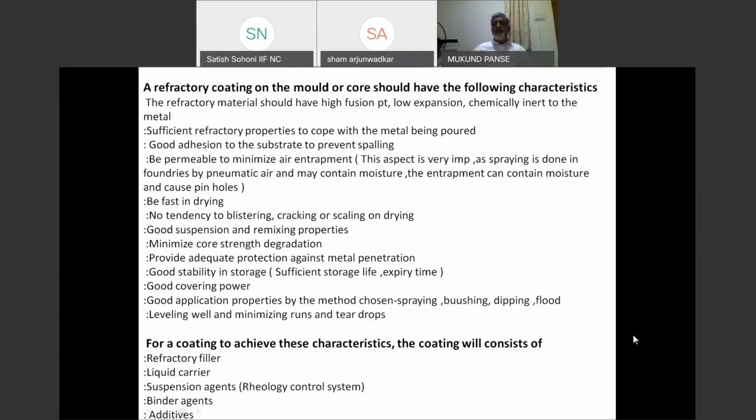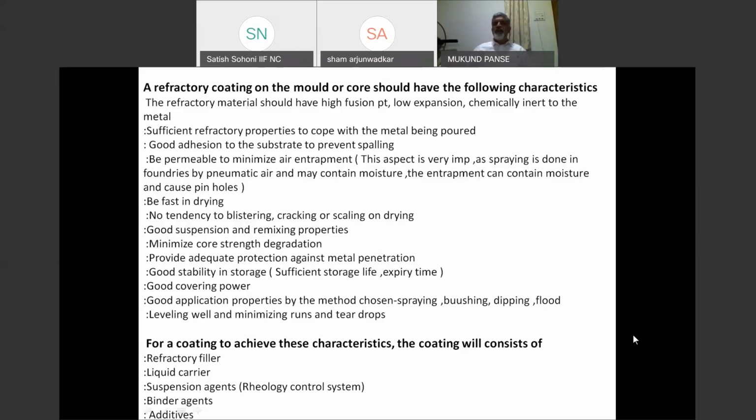When you are trying to carry it and the refractory is coated, it should remain there and should not be friable and come out. So you need a binding agent to keep the grains bound together. Also, when the paint is being applied, the refractory should remain in suspension in the paint. So you need a suspension agent. So these are the 4 ingredients you need in a coating.